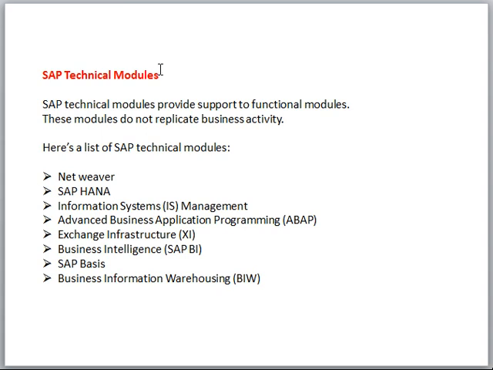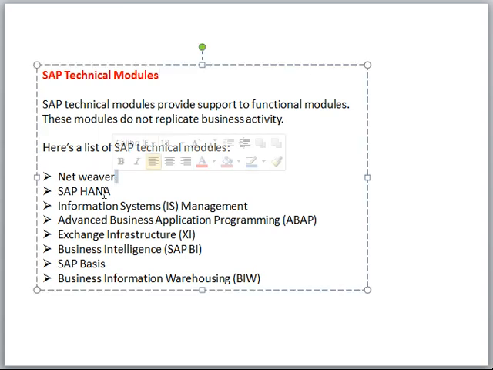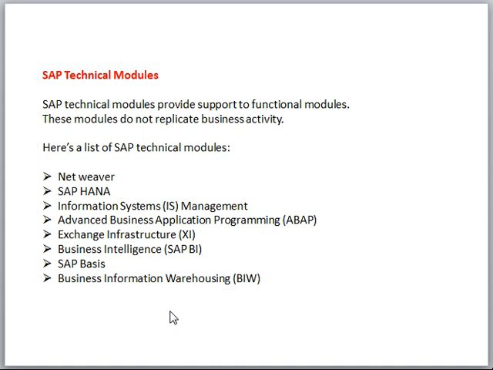Let's go to the technical modules. Here I specified some of the technical modules. NetWeaver is one technical module. SAP HANA, Information System Management, Advanced Business Application Programming (ABAP), Exchange Infrastructure, Business Intelligence, SAP Basis, Business Information Warehouse, BIW. These are all technical modules in SAP. As I told you, there are two kinds of modules. One is functional modules. Function means department. Department-wise SAP has made some modules. Just now I explained, these are all technical modules.